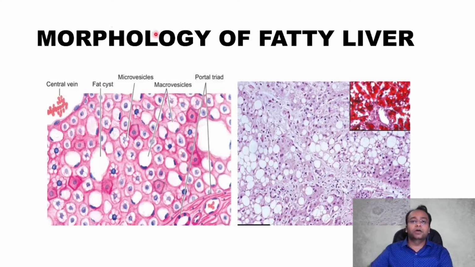All right. Now morphology of fatty liver. How the fatty liver looks histopathologically. So this is very interesting. I will teach you in the image itself. I have taken both images from the Hirschman pathology book, right? It's also a very good book. Ideal one is Robbins, but this book is also good.